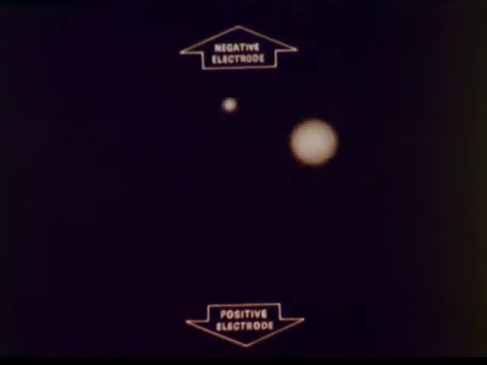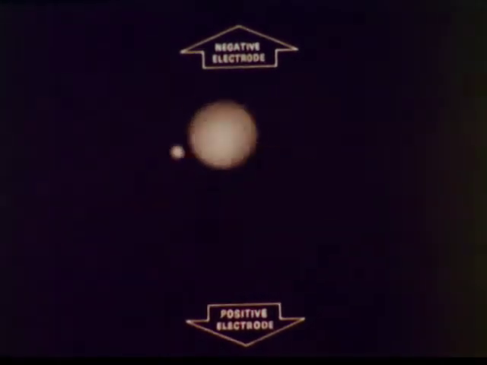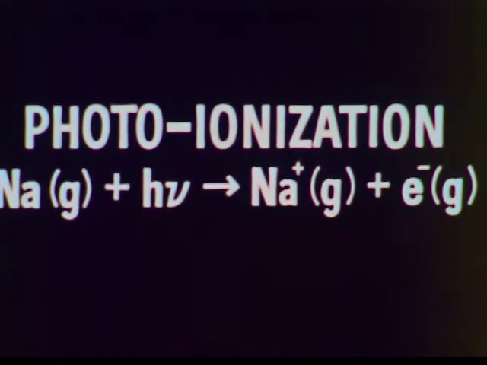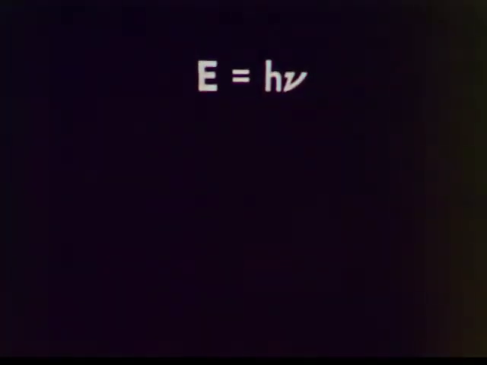Now let's take a look at this process on the molecular level. A sodium atom absorbs a photon, and almost immediately an electron is ejected. The resulting charged particles then move under the influence of the electrodes. This process is called photoionization. A sodium gas atom plus a photon gives a sodium gas ion plus 1 electron. With this equation, we can calculate the ionization energy of sodium.